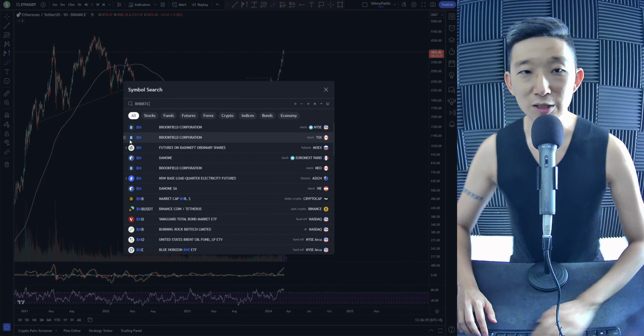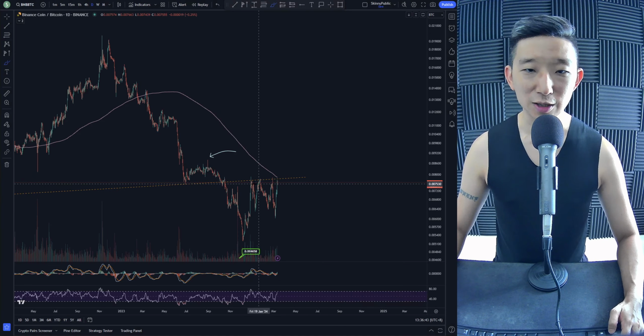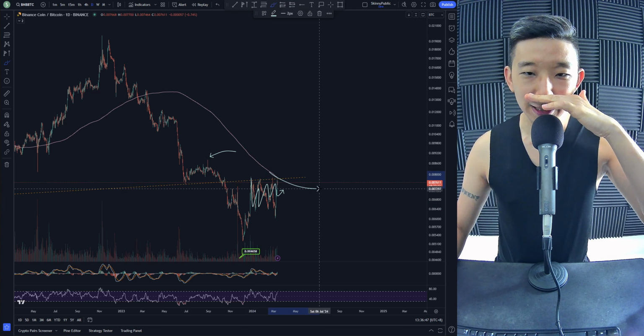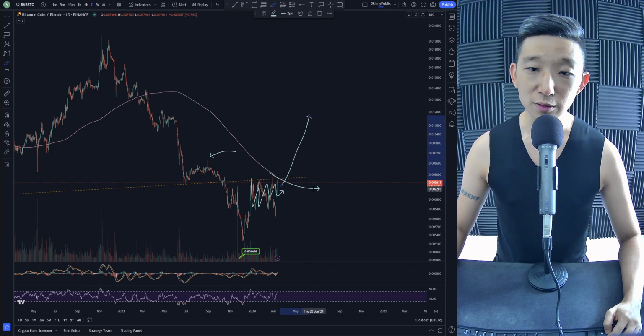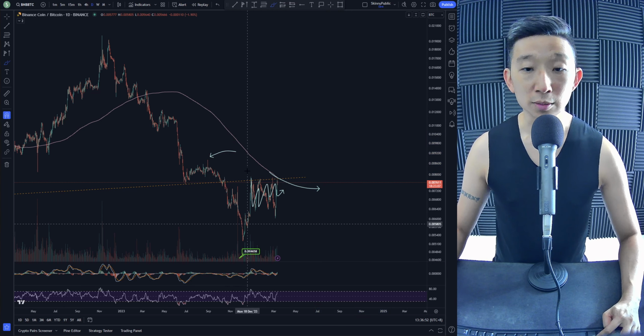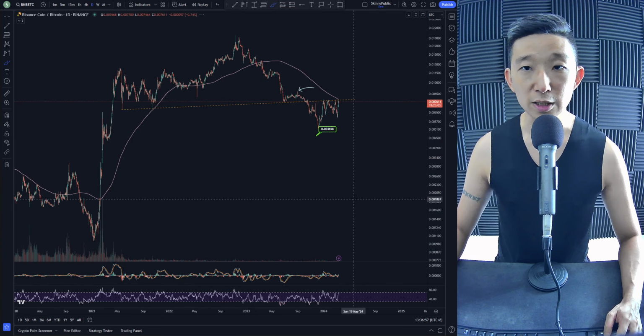BNB against BTC. So for BNB, we are also just like Ethereum, right? We are consolidating right under the nose on a skinny pink line. So if and when we break it, this will confirm a potential shift towards an uptrend. But until that happens, there is still danger that we could still head lower for BNB against BTC.